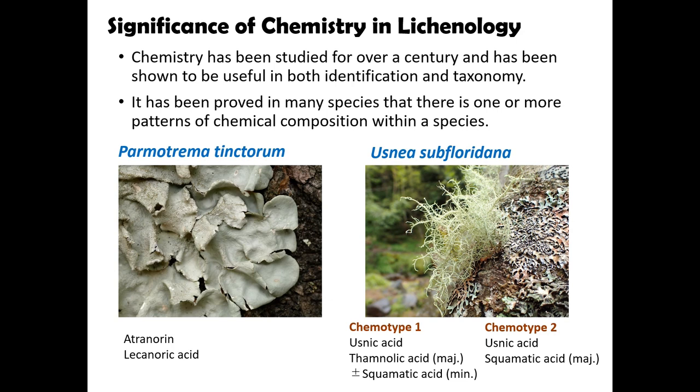Nowadays, nobody doubts the significance of chemistry in lichenology. Chemistry has been studied for over a century and has been shown to be useful in both identification and taxonomy. It has been proved in many species that there are one or more patterns of chemical composition within a species. For example, Parmotrema tinctorum has atranorin and lecanoric acid as the major substances. In comparison, Usnea subfloridana has two chemotypes.